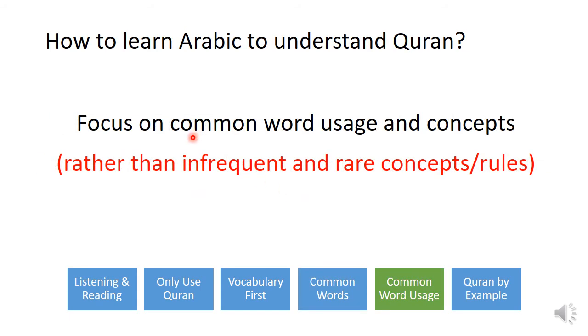We're going to be focusing on the common word usage and concepts. When we summarize the 150 words and the 10 lessons of grammar, there are a lot of compromises we've made along the way. We've chosen the things that occur the most. So there are rare concepts and rules that don't appear that often in the Quran, but they're important to understand in Arabic. So for example, in English, there's singular and plural. In Arabic, there's singular and plural, but there's also something called dual when you're talking to two specific people.